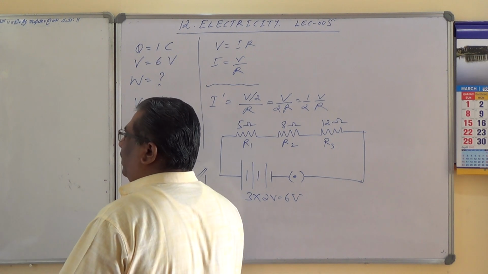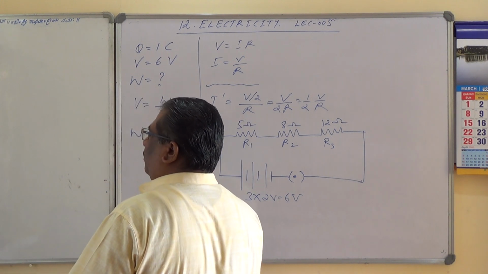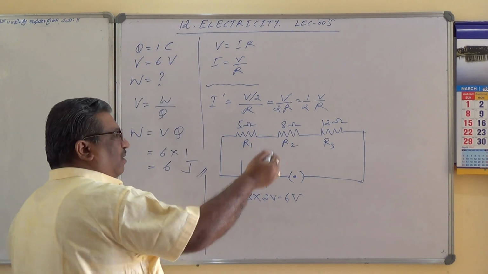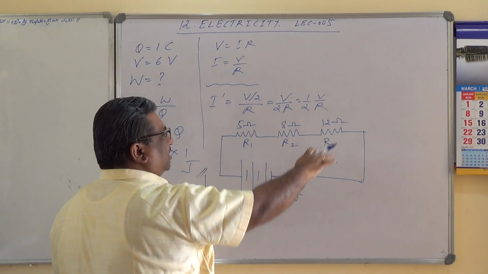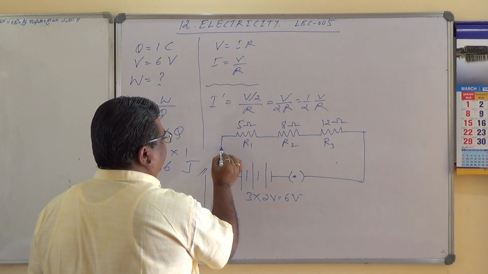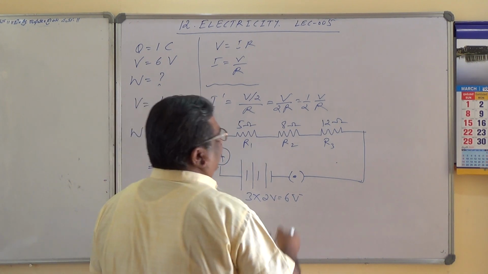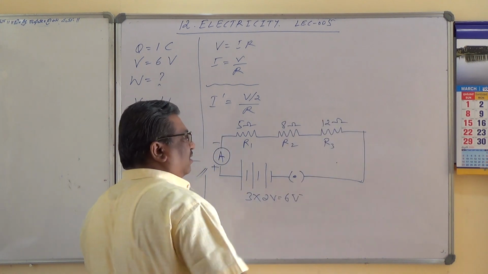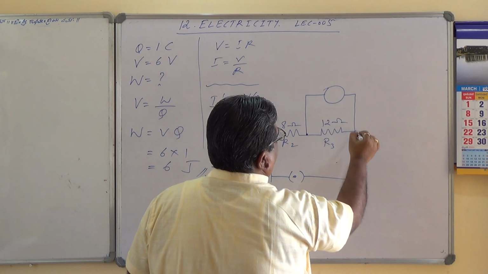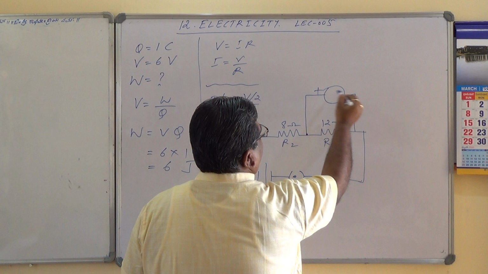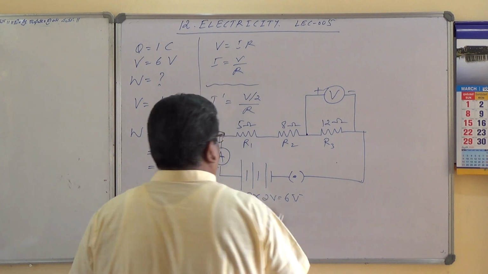In question number 1, putting an ammeter to measure the current through the resistors and a voltmeter to measure the potential difference across the 12 ohm resistor, what would be the readings? If I want to know the current through the resistor R3, as the current remains the same over here, I can connect the ammeter in series, plus and minus. If the voltage is to be measured, then the voltmeter should be connected across the resistor, meaning I have to connect the voltmeter parallel to the 12 ohm resistor. This is the voltmeter.